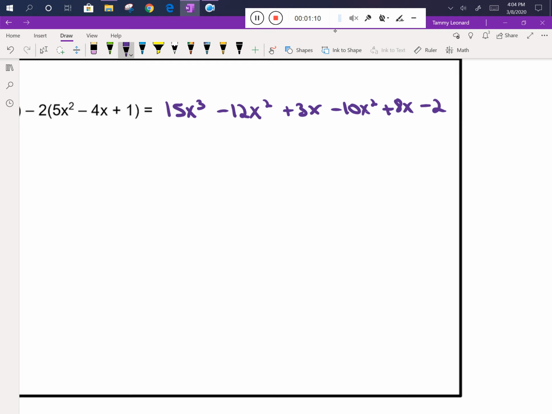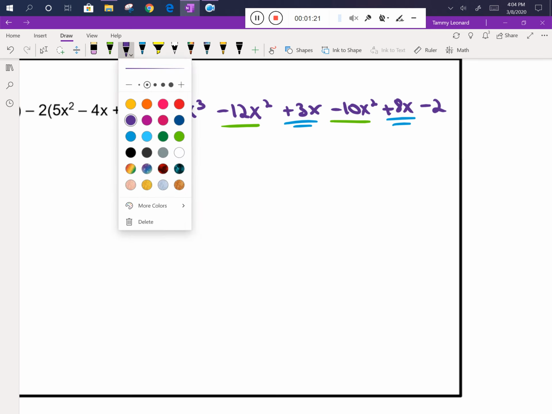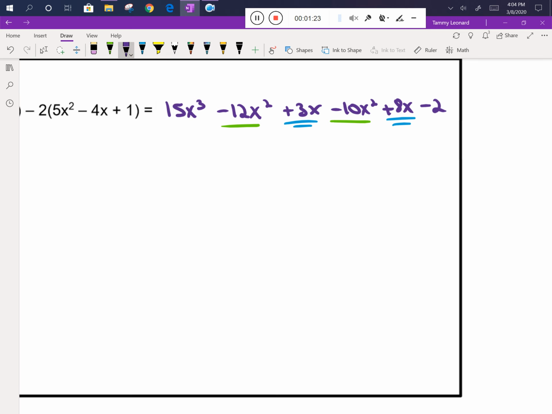From there, we can combine our like terms. They're not quite all in order. I've got an x squared here and an x squared there, and then a 3x here and an 8x there. The other two are not like terms, so they don't get combined with anything. So in standard form, our answer is 15x cubed minus 22x squared plus 11x minus 2.